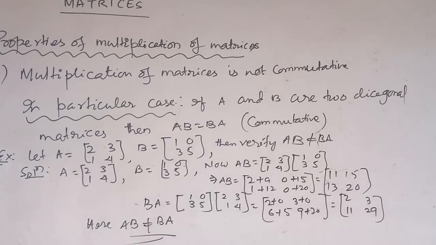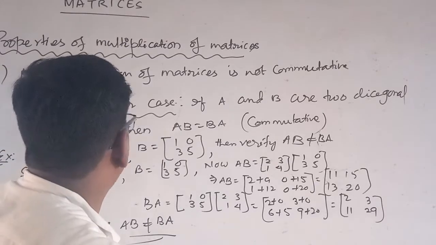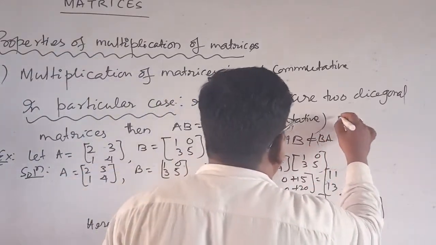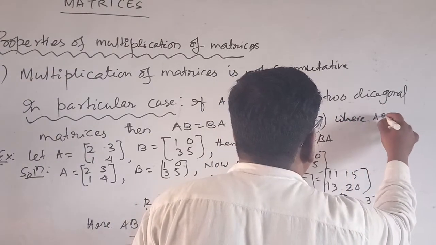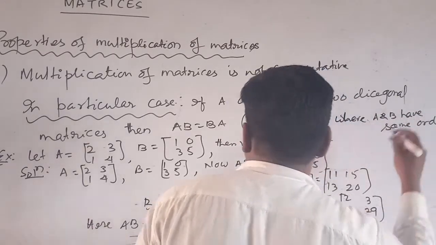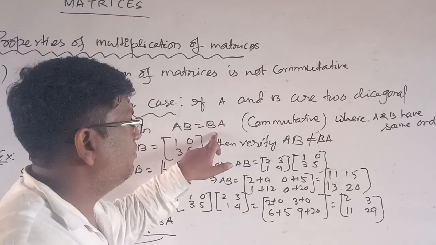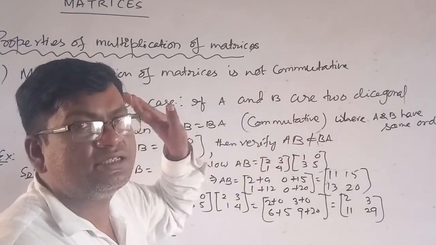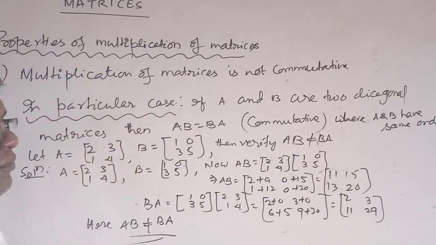Okay. This is not commutative. In particular, if A and B are two diagonal matrices of the same order, then AB equal to BA. This is important: same order. Otherwise the product cannot be determined.